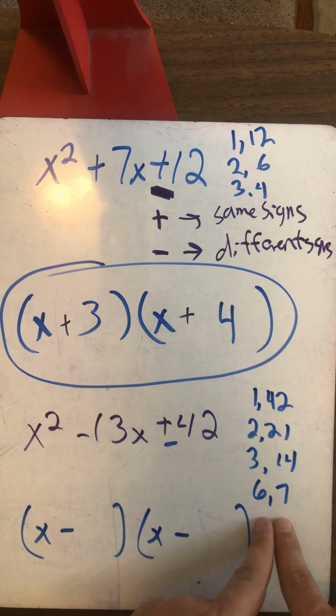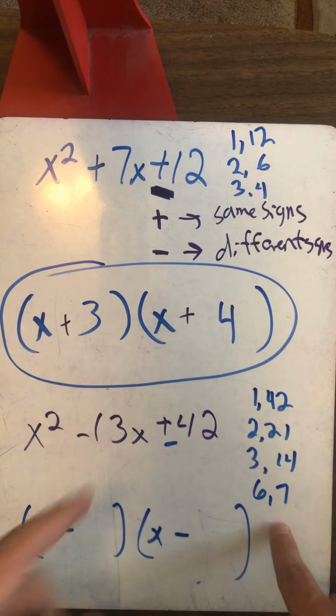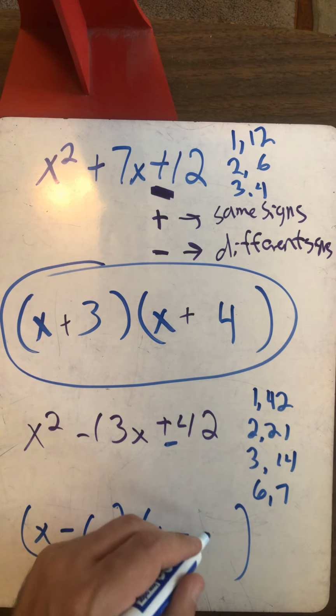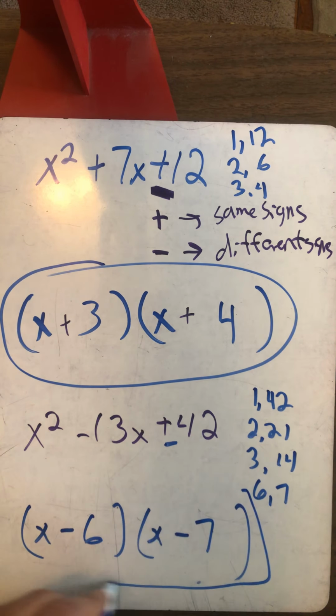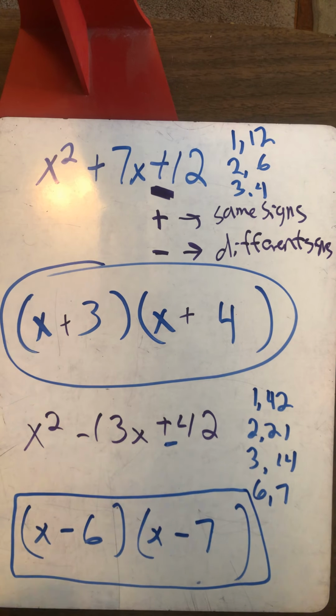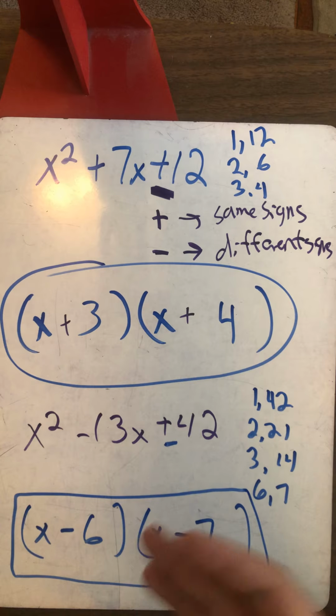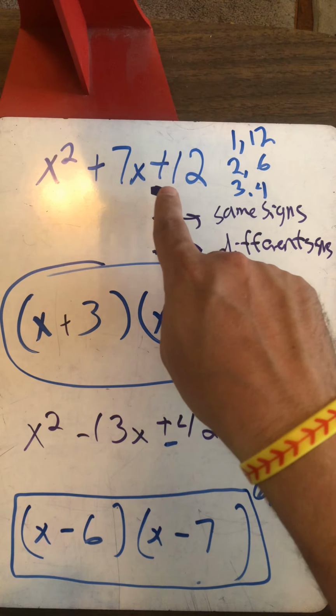Oh, wait. There he goes. 6 plus 7 gives us 13. So our two binomials are x minus 6 and x minus 7. So that's what we do if this is a plus in front of our c.